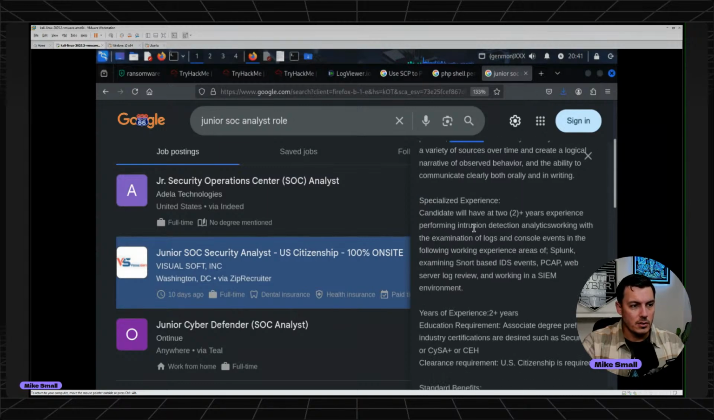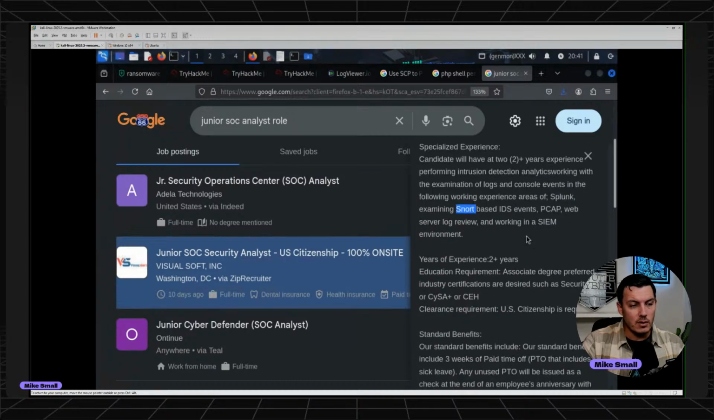Two years intrusion detection analytics. So IDS systems, I would put it exactly the way it says. If you haven't done it, you should have Splunk. If you've done SOC Analyst 1 and 2, you should have also done Snort. That should go in there. So these are things you should be talking about, right? You should be talking about, I can do PCAP analysis. I can look at web server logs. Again, shifting the focus to things that matter to them, right?